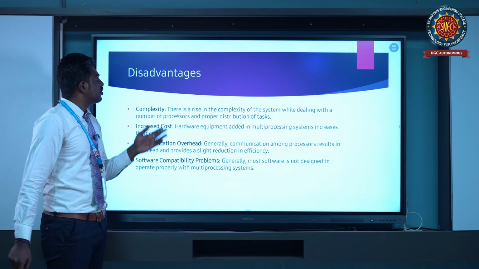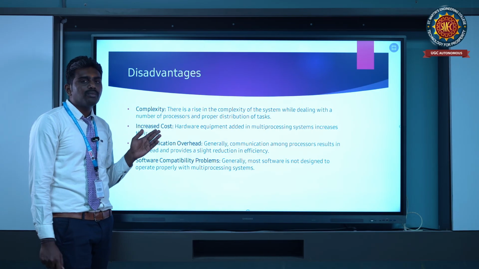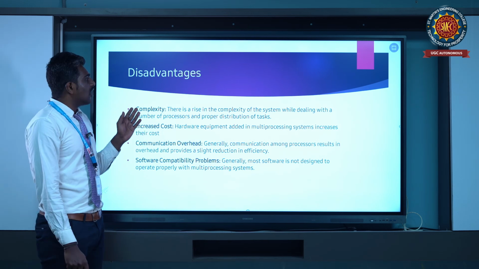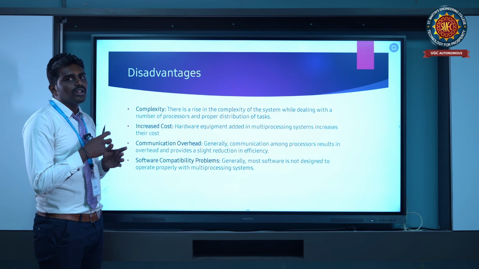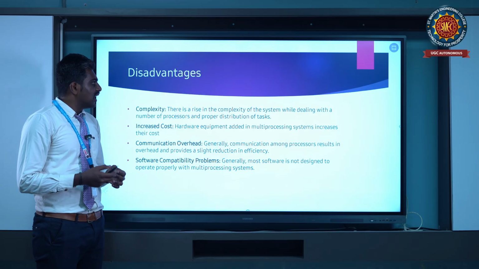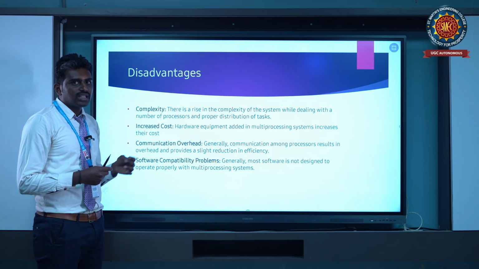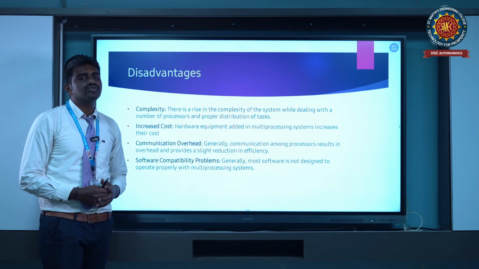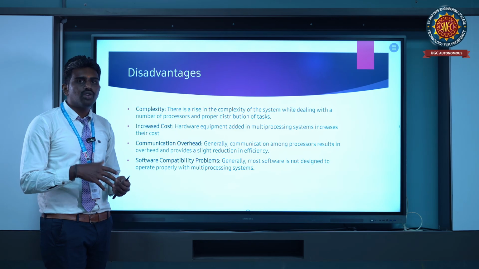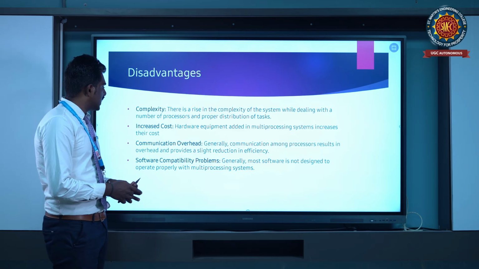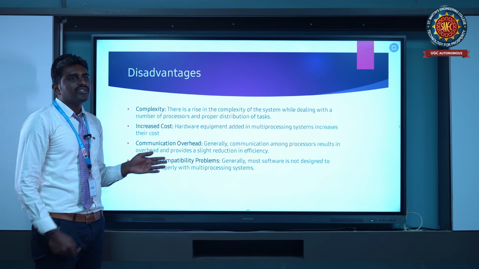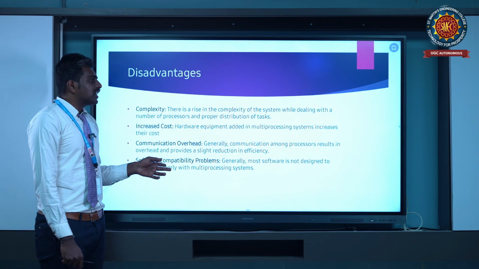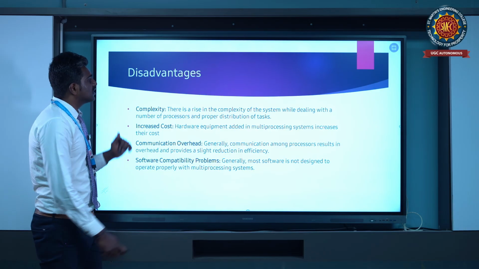Next we see the disadvantages of the multi-processing operating system. First is complexity. The system deals with more resources, more processes, and needs proper distribution of tasks. Then increased cost: the operating system is more expensive compared to the previous operating systems. Communication will be an overhead at that time, and software compatibility problems also come with this functionality.